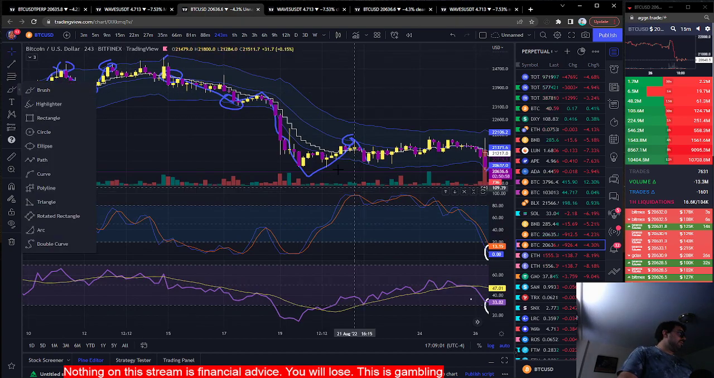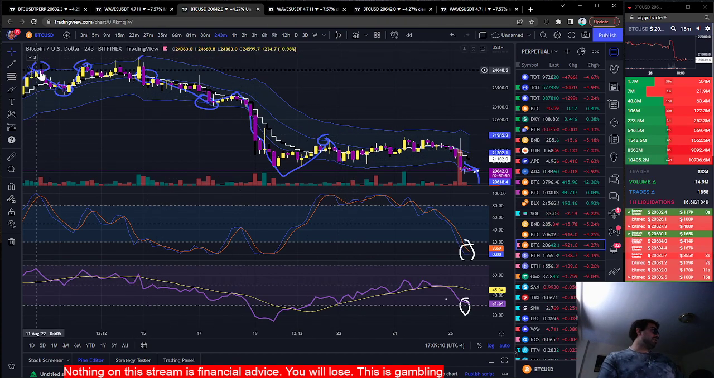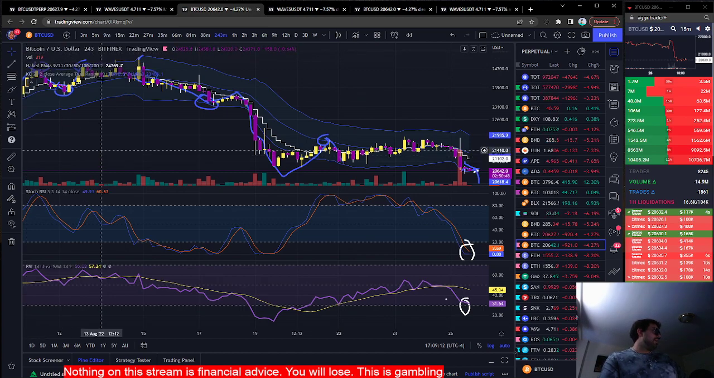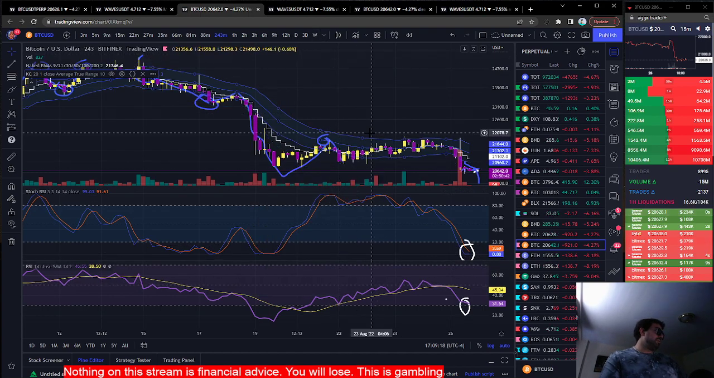If you break the right, and this is why I like the multiplier of 1. I think multiplier of 1 is a little bit better. Right now we're on multiplier of 2. Let's set that back to multiplier of 1 right now, because I've been using multiplier 1. I've just been testing multiplier 2 recently. I'm a fan of multiplier 1.